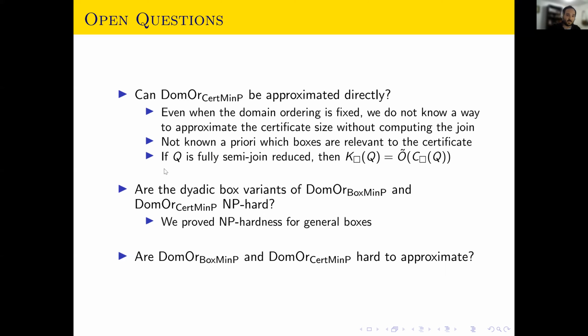But what we do know is that if Q is fully semi-join reduced, then the minimum box cover size of Q is within a tilde O factor of the minimum certificate size for Q. So they're close enough in that case. Another question is, are the dyadic box variants of these domain ordering problems NP-hard? Our NP-hardness result applies only when the problems are defined over general boxes. And lastly, are these domain ordering problems hard to approximate? We don't know of any hardness of approximation results for them.